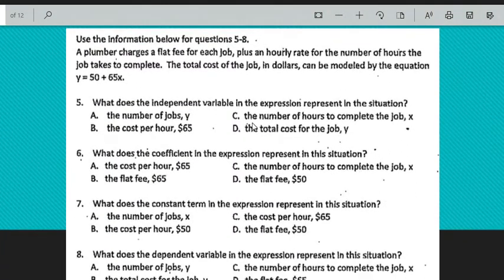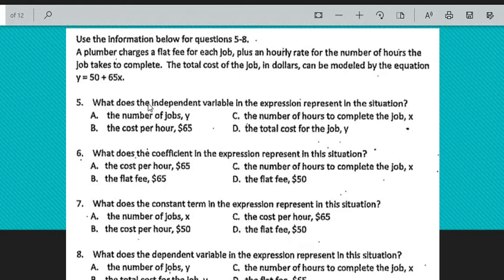Now, look at these parts right here in this real-world scenario. You're going to answer 5 through 8 according to this scenario. You have a plumber who charges a flat fee for each job plus an hourly rate for the number of hours the job takes to complete. The total cost of the job in hours can be modeled by the equation Y equals 50 plus 65x.